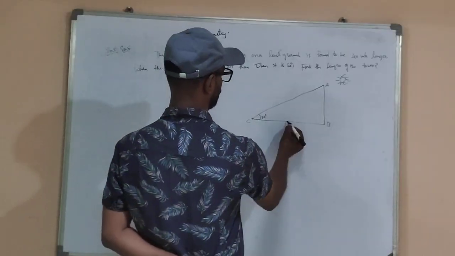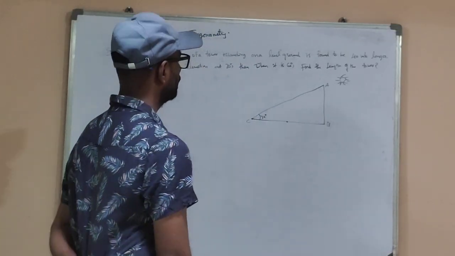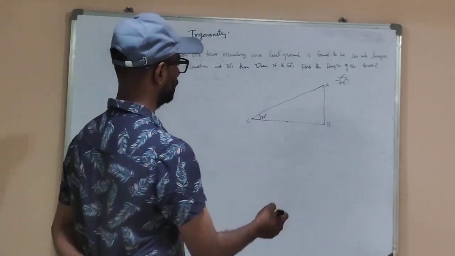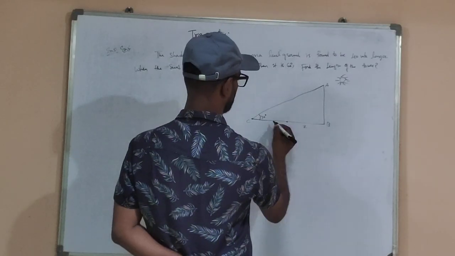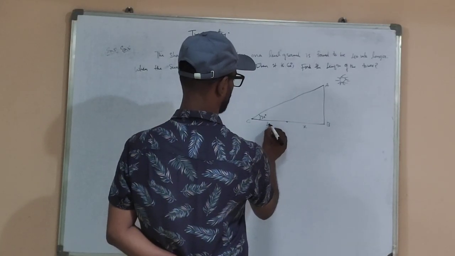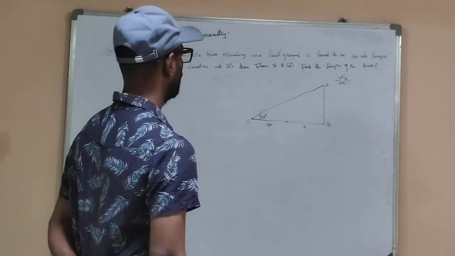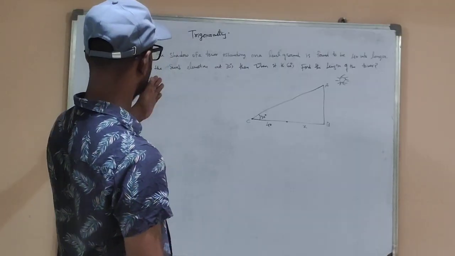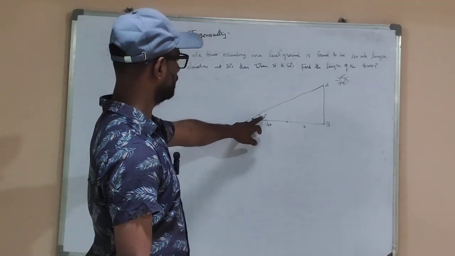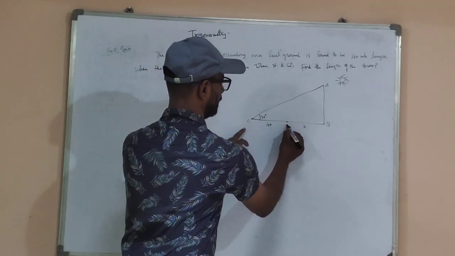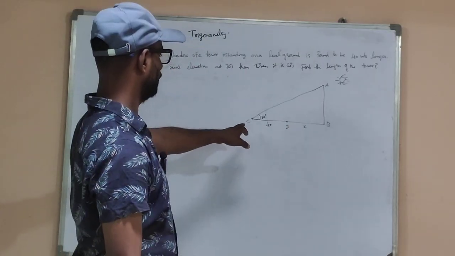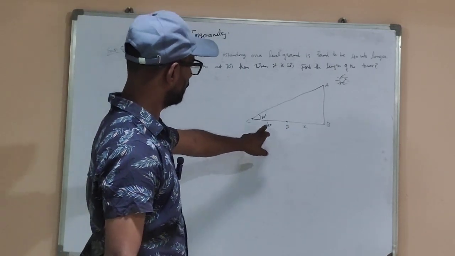Next, what we are told is that the shadow is found to be 40 meters longer. Here it is x, and here is x plus 40. It is 40 meters longer when the sun's elevation is at 30 degrees. At 30 degrees, D, C, here is D.